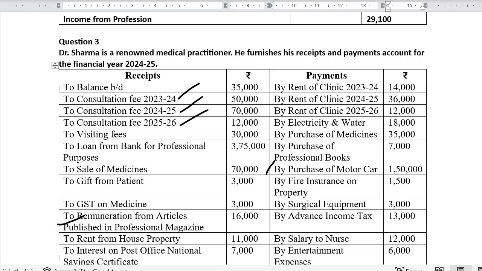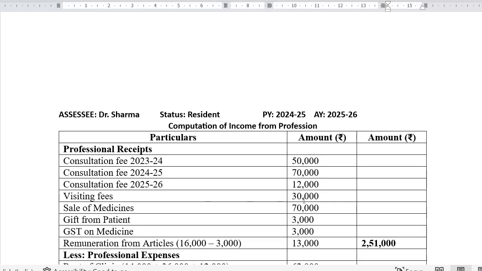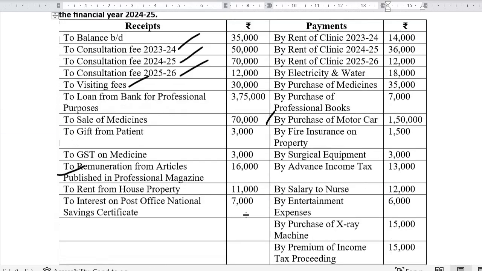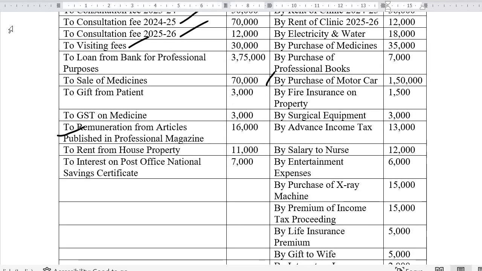Come to the next adjustment, visiting fees. Visiting fees is a professional receipt. We shall check here. Yes, visiting fees is given. Come to the next adjustment. Loan from bank for professional purpose. So, loan is a capital receipt. So, we cannot write it in the computation of income from profession. It cannot be considered as a professional receipt. But interest on loan we have to consider. So, on the payment side, we have to check whether interest on loan is given or not.